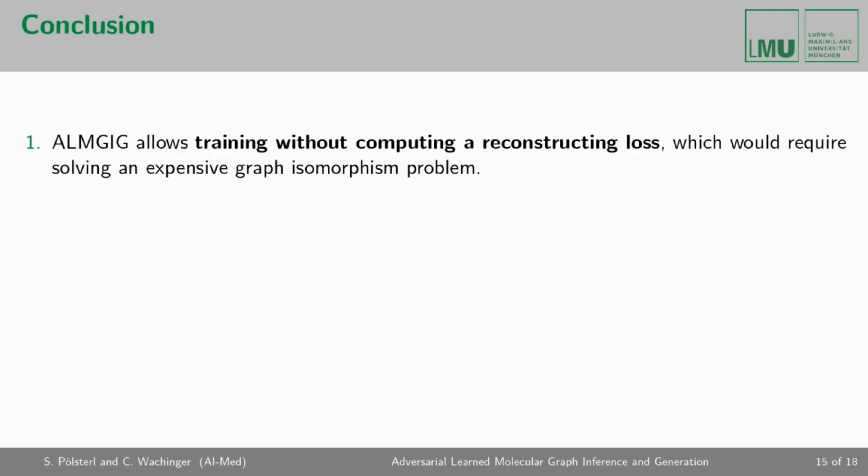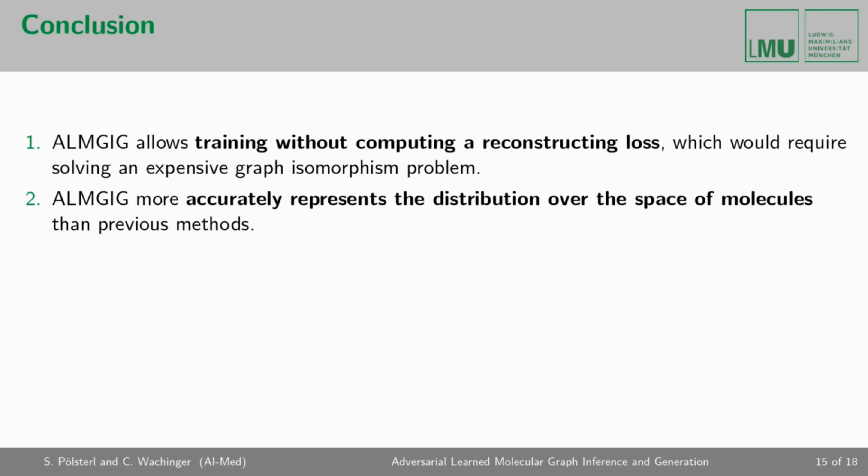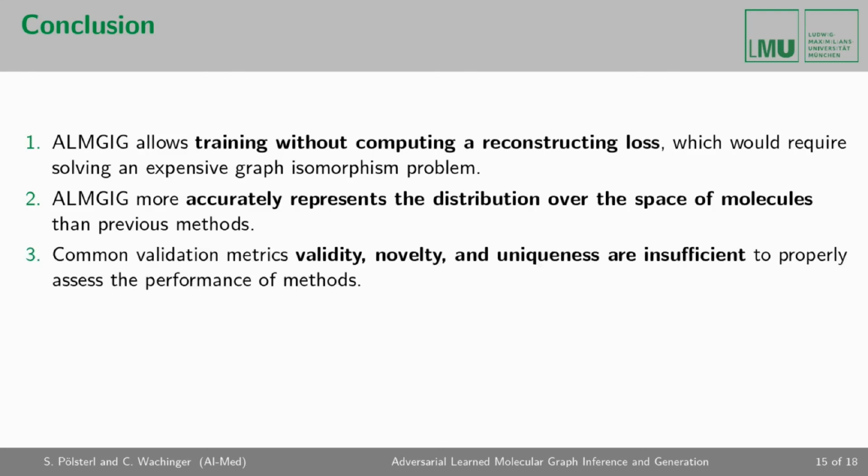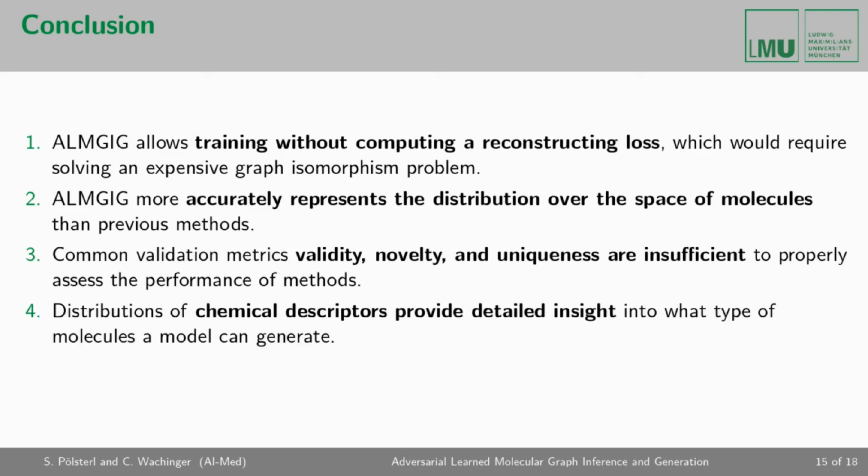To summarize, we proposed AMG, which avoids solving an expensive graph isomorphism problem during training by enforcing the reconstruction property implicitly via cycle consistency. This results in AMG more accurately representing the distribution over the space of molecules than previous methods. We also showed that common validation metrics are unsuitable. Instead, we proposed a new set of metrics which can reveal valuable insight into what type of molecules a model can and cannot generate.